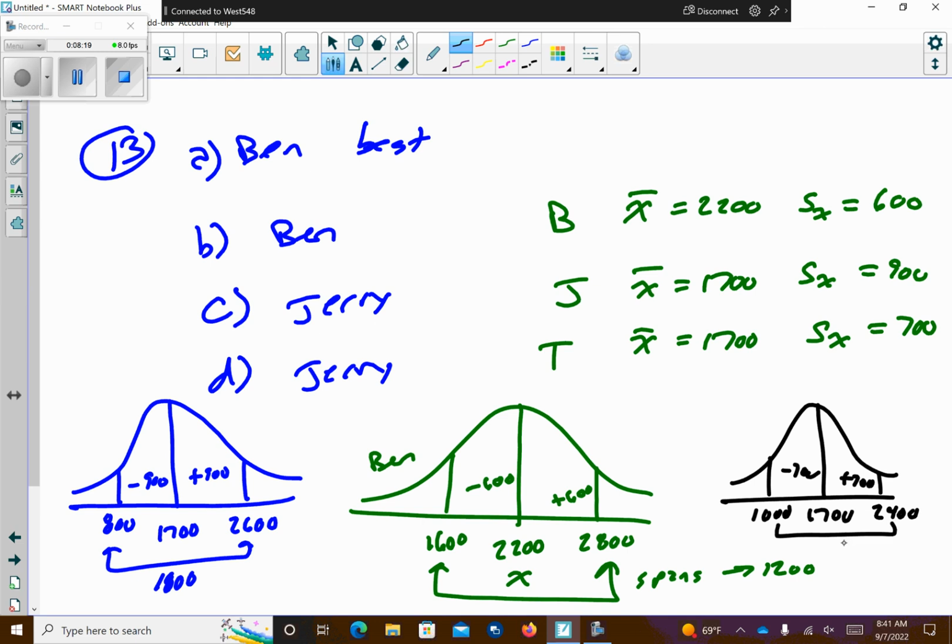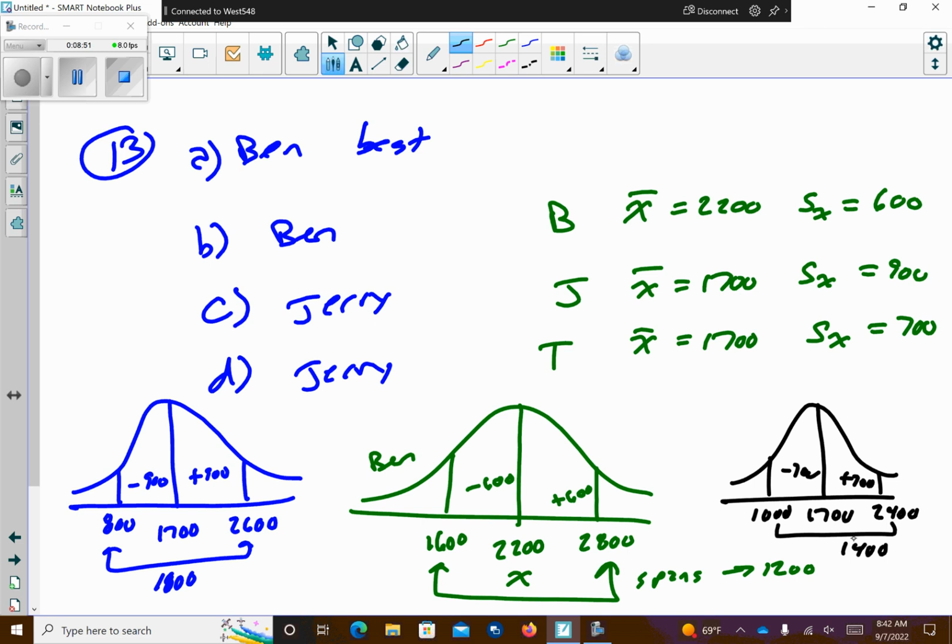So this has a span of 1,400. Okay? And again, we haven't talked about normal curves a whole lot yet, but so how do you find that? Why do we say that Ben has the best? Well, one, you're looking at, he's doing 2,200 consistency, and he goes up to 2,800. He's got a span of 1,200. So standard deviation is closer to the mean than the other two, versus 1,400 and 1,800.